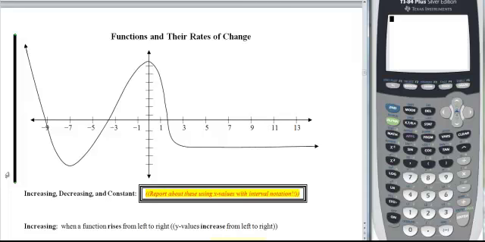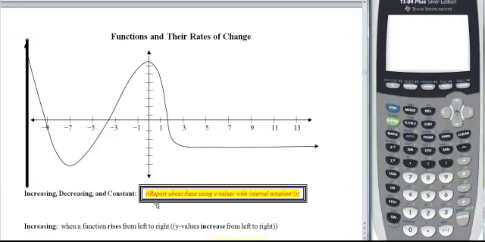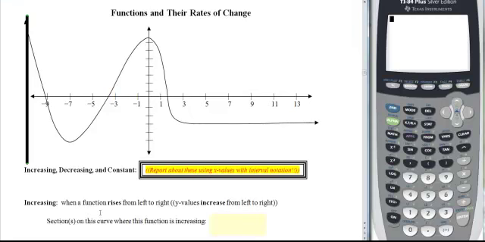If you'll notice, I'm going to be scanning the x-axis. So that means I need to report about this increasing, decreasing, and constant using the x values. And we're going to do it with interval notation. Increasing is when a function rises from left to right. The y values increase from left to right.